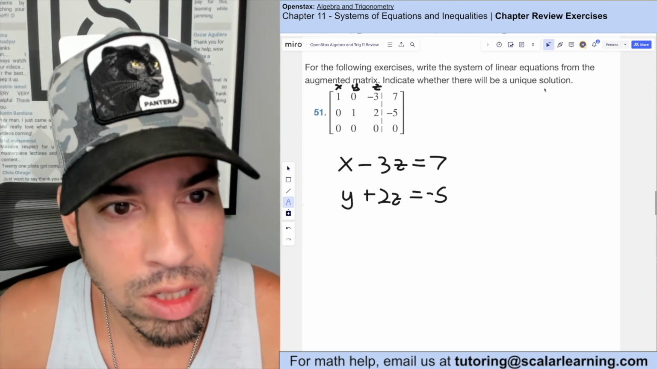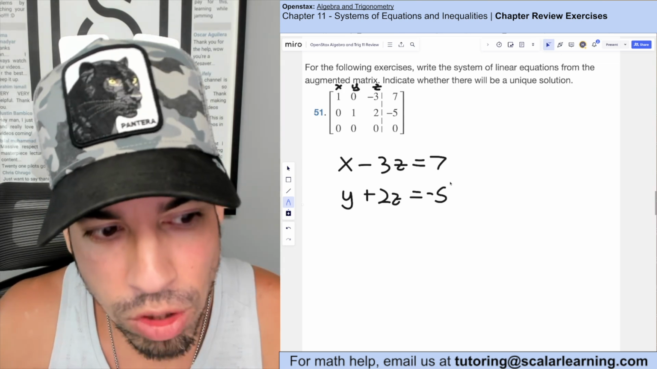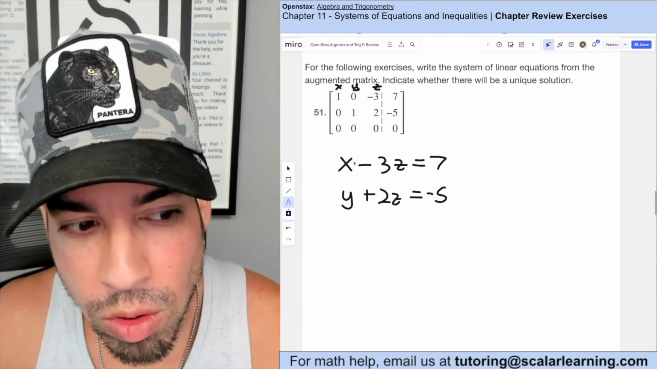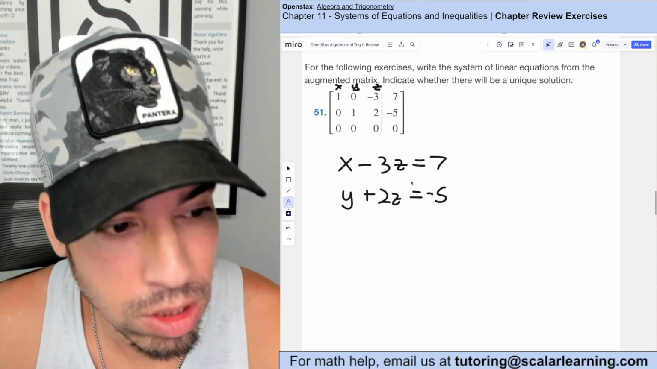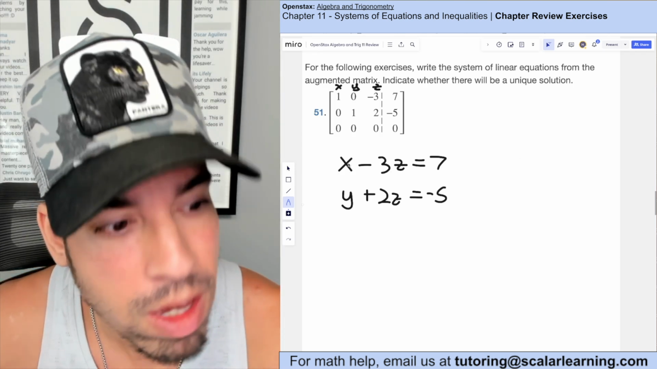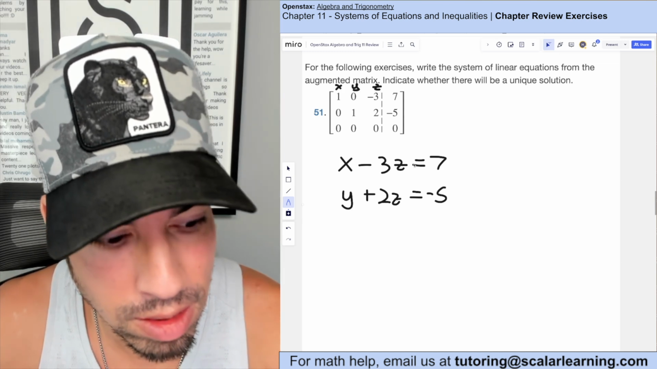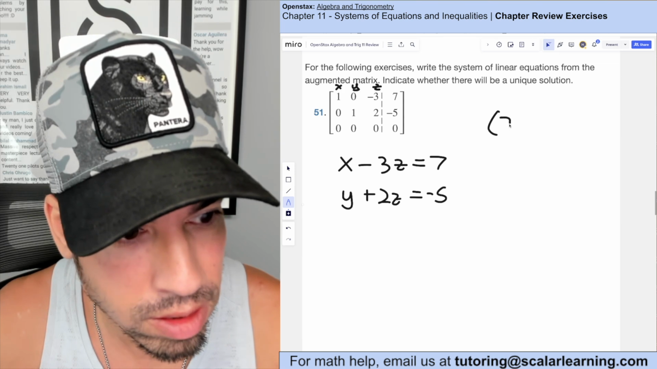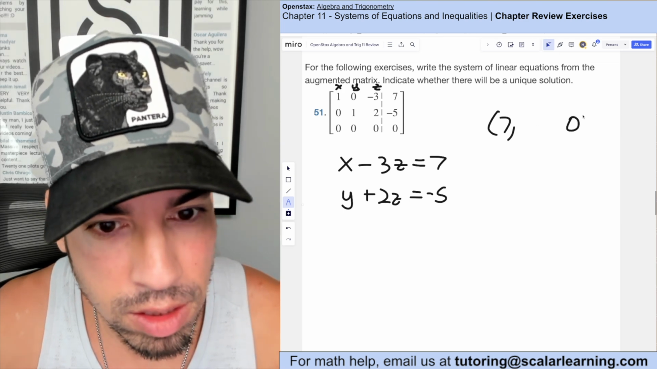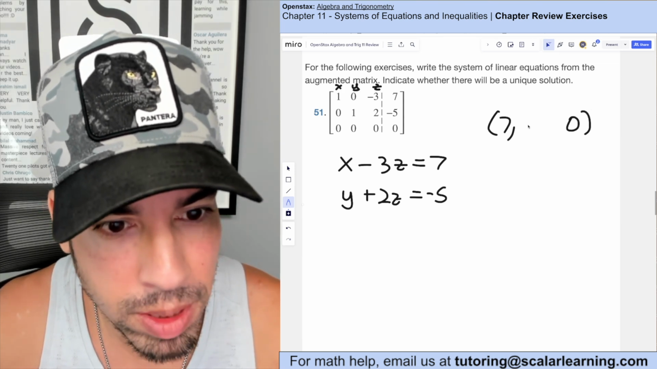Now, the question is there a unique solution or not? And the thing is, since we only have 2 equations with 3 variables, this is going to be an infinite solution situation, right? I can come up with infinite relationships between x and z. And just to give you an example, right, I could have one instance where x is 7, z is 0, and then y would be -5.